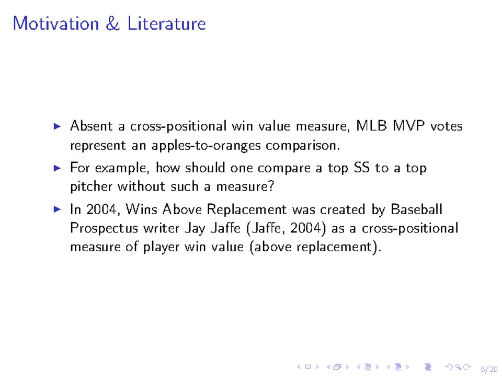Absent a cross-positional win value measure, MLB MVP votes represent an apples to oranges comparison. So as you know, baseball has cases of extreme specialization. So we have to assess value that's being contributed in very different ways and with very different frequencies. For example, how should one compare a top shortstop to a top pitcher without a cross-positional win value measure? It's very difficult to do.